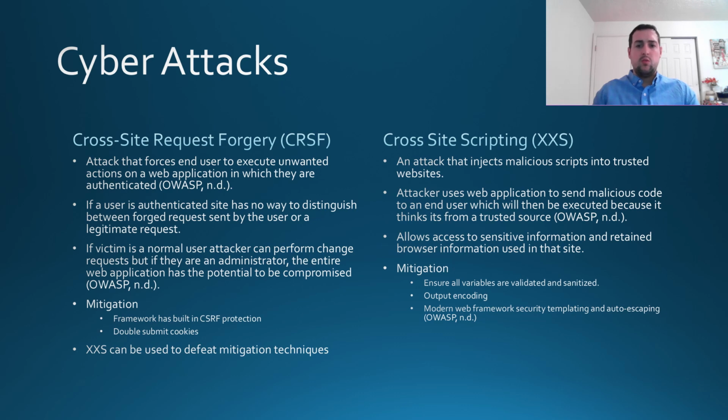And an attacker uses a web application to send this code to an end user, which will then be executed because it thinks it's from a trusted source. And this allows the attacker to access sensitive information and retain browser information used in that trusted site. Some mitigation techniques would be to ensure all variables are validated and sanitized, output encoding, and really have a modern web framework such as templating and auto escaping.